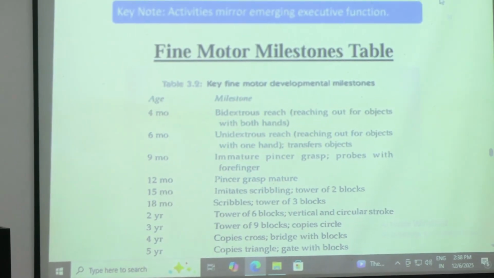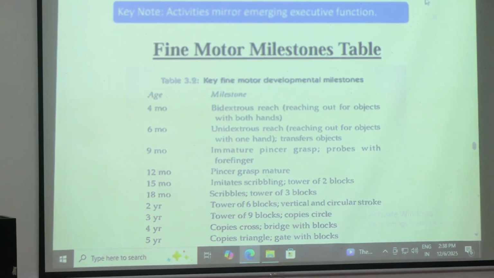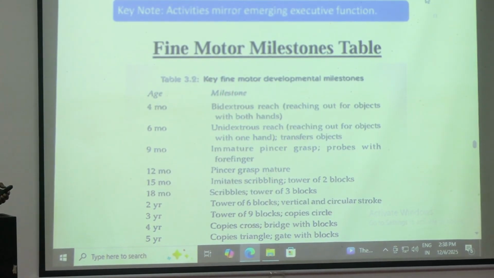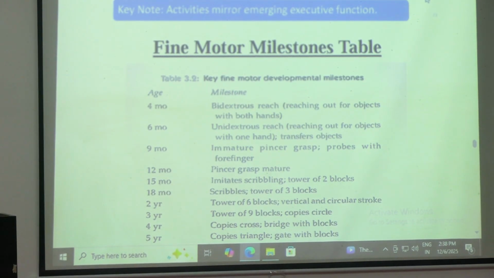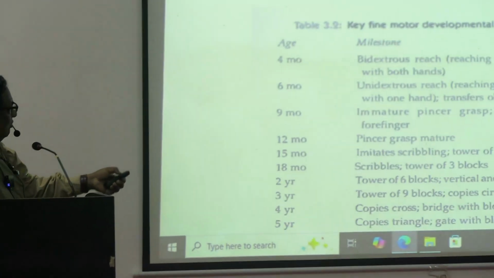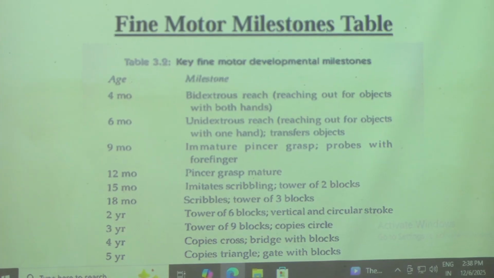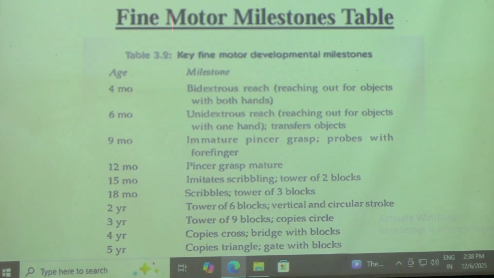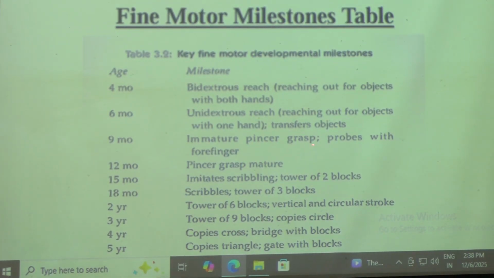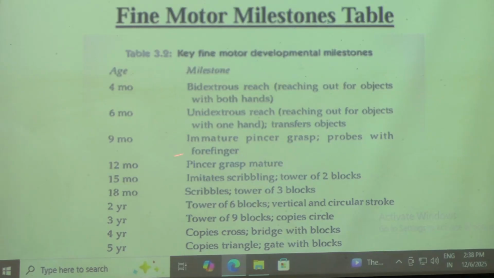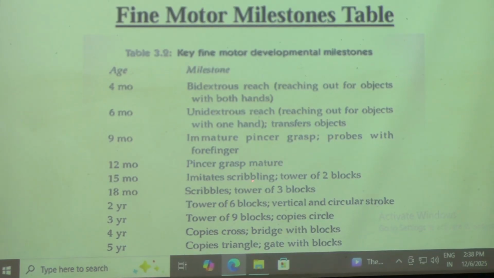This is the fine motor milestone table. Age 4 months, bidextrous reaching out for objects with both hands. 6 months, unidextrous reach. Unidextrous means with one hand. Reaching out for objects with one hand, transfer object. 9 months, immature pincer grip, probes with 4 fingers. 12 months, mature pincer grip. 15 months, imitates scribbling, tower of 2 blocks.